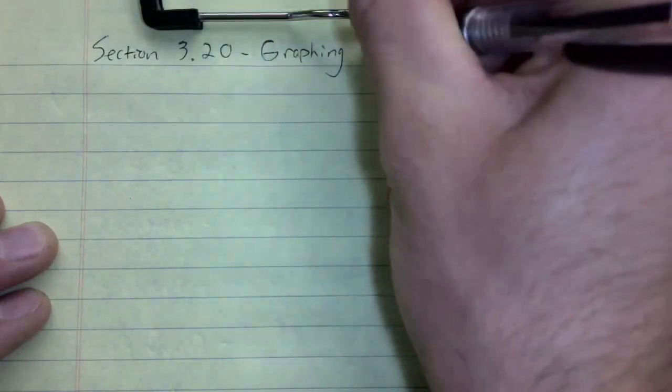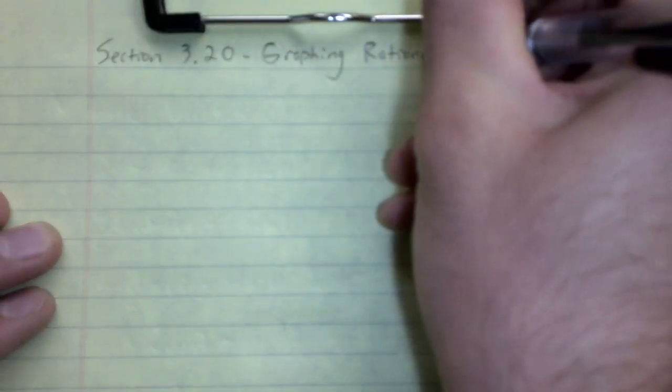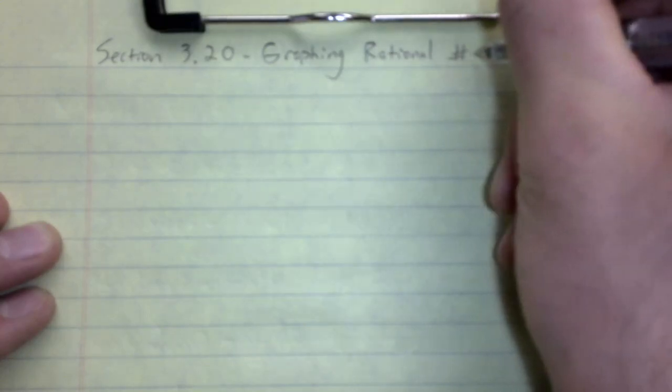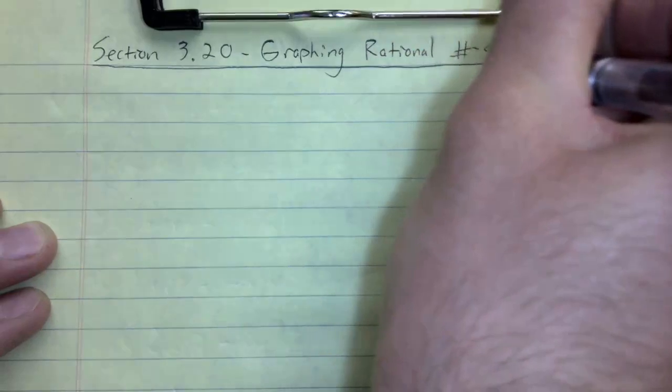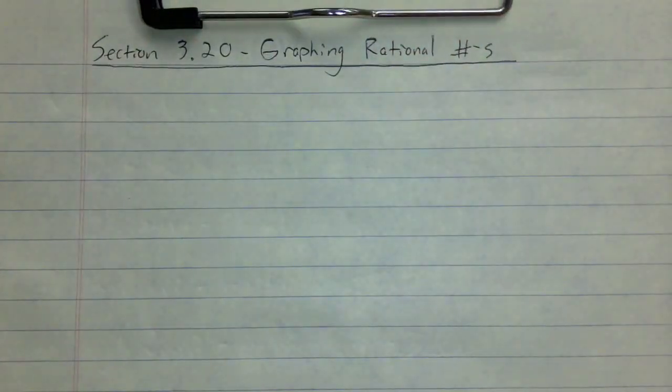Okay, the title of your notes will be Section 3.20, graphing rational numbers. So we've been looking at the coordinate plane, getting very good at plotting and graphing our integers. Today we're going to be plotting our rational numbers.